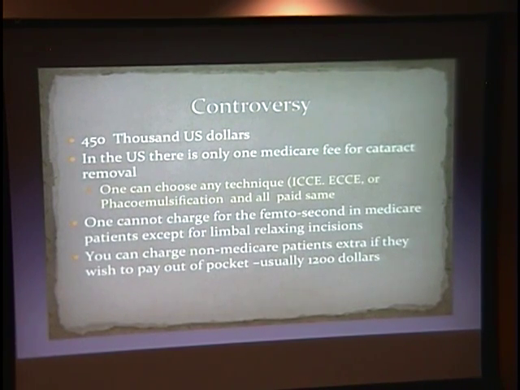Now, here's one huge controversy, of course. It's a $450,000 machine. Fortunately, you can usually wheel and deal and get it for around $200,000. And if you further wheel and deal, you can do studies for the company and reduce it. And if you further wheel and deal, you can buy lenses from them and end up paying almost nothing for the machine. So there are lots of tricks to get the machine into your clinic if you're big enough to do it. But one thing you do have to understand is that reimbursement is a humongous issue.